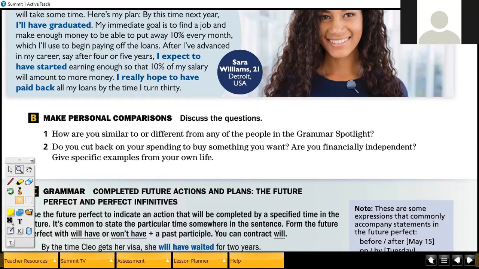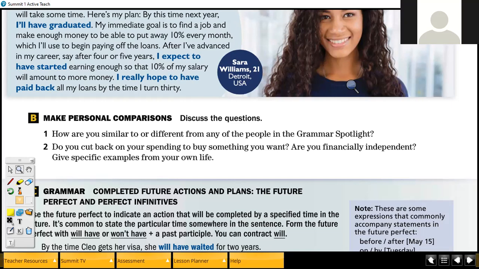Are you financially independent? No. Okay, you don't cut back anything. Are you financially independent? No. Give a specific example from your own life. How do you say asalariado? You are under a salary. I am under a salary.